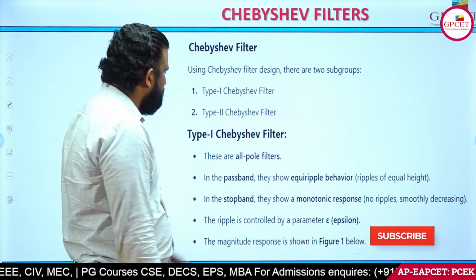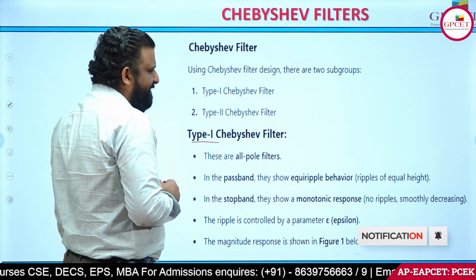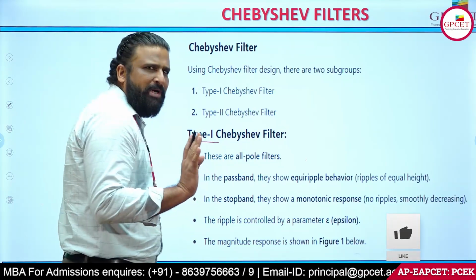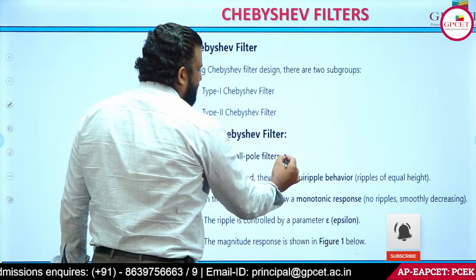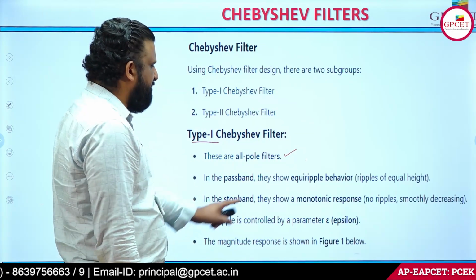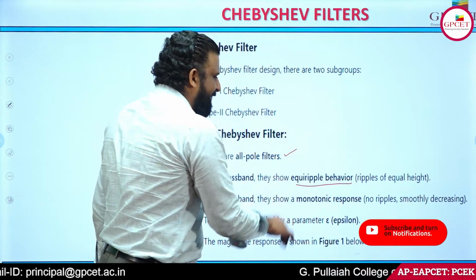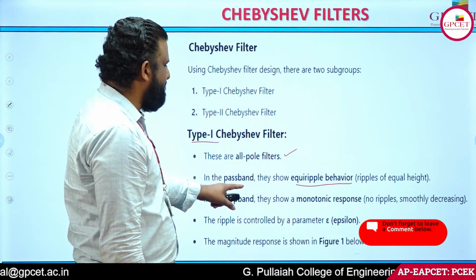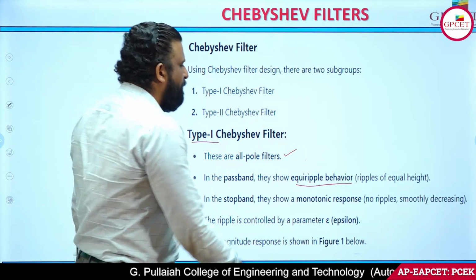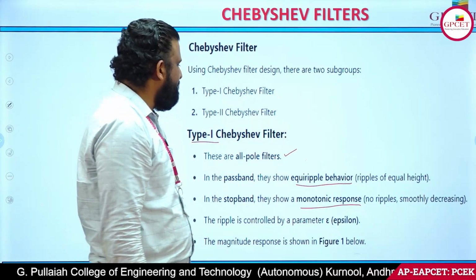So what will happen in this type 1 Chebyshev filter? These are all-pole filters. Only poles will be found in this type 1 Chebyshev filter. In the pass band, they show equiripple behavior. Please keep it in mind, I will show that in the graph. In the pass band region, they show equiripple behavior. In the stop band, they show monotonic response. Just keep these two terms in mind.